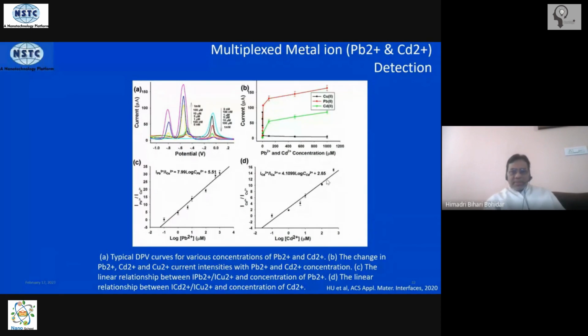And when both are present, then very interestingly, you will see that there is a peak for lead, there is a peak for cadmium, there is a peak for copper. So you can again make the same ratio, current ratio between lead and copper, current ratio between cadmium and copper. Low concentration region, see nice linearity here, nice linearity there. So whether they are present solo in water, or they are present in a combination, they can still be detected very efficiently through the electrochemical cell. That is the whole idea.